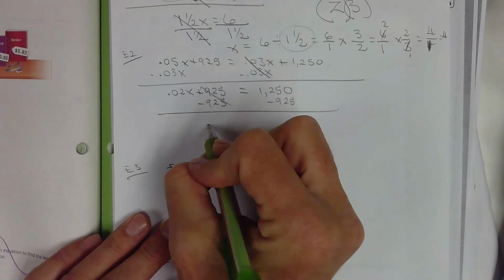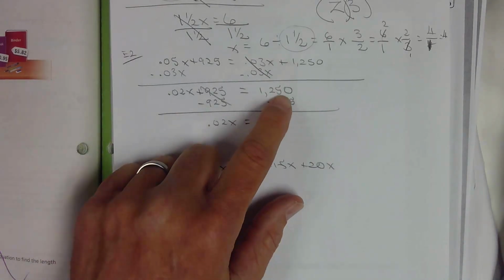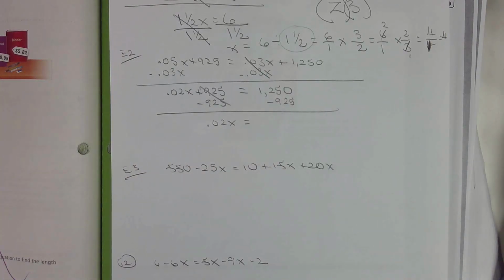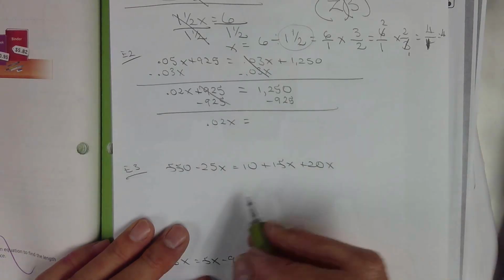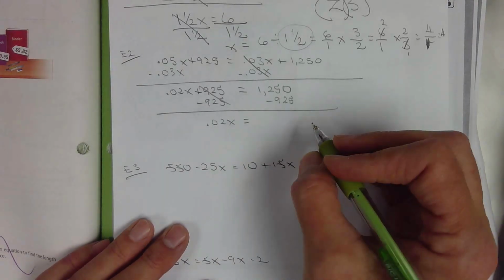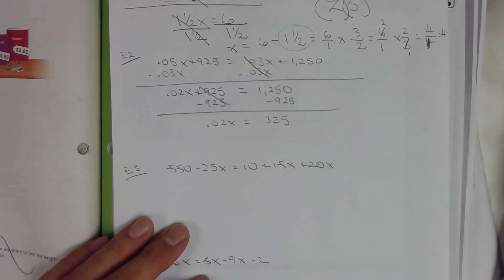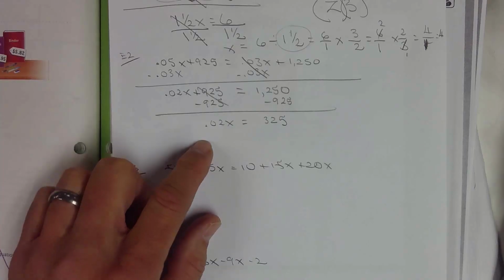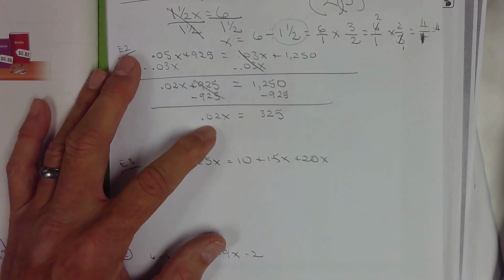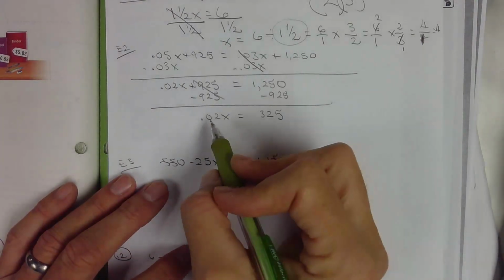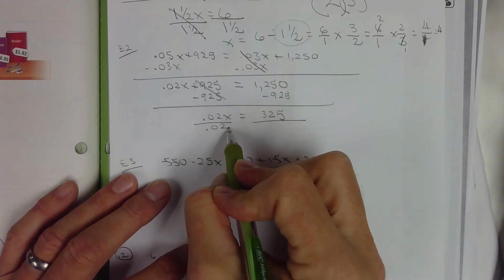They cancel out. We're left with 0.02x equals 1,250 subtracting 925. What's that going to be? 325. I heard somebody say it there. All right. Now what? Mr. Perry, what would you do now? You divide 0.02 by 0.02. Right. Divide each side of the equation by 0.02.